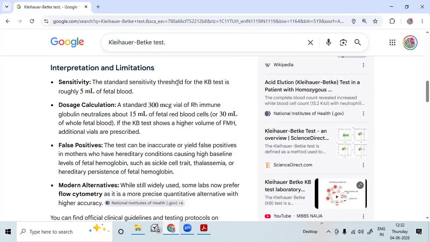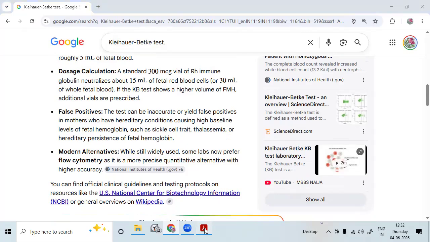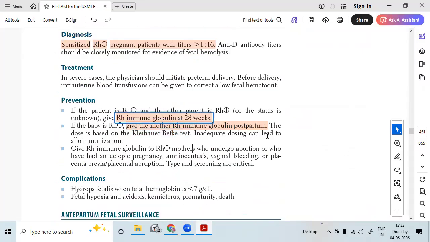Standard sensitivity threshold is roughly 5 ml; a 300 microgram vial of Rh immunoglobulin neutralizes that. So inadequate dosing can lead to alloimmunization, so you need to test the dose with this test.